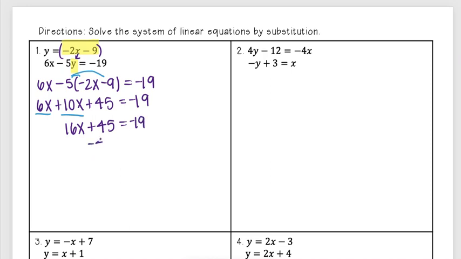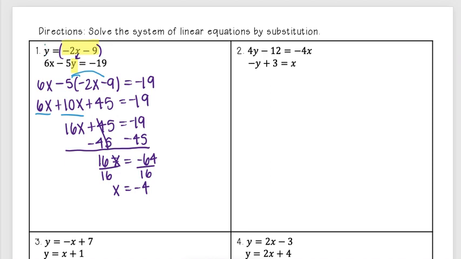I'm going to subtract 45 from both sides. Oops, 16x is equal to negative 64. And then divide by 16. And so I get that x is equal to negative 4. So I got my first half of the answer. Because remember, my answer needs to be an ordered pair. So now I need to find my y value.